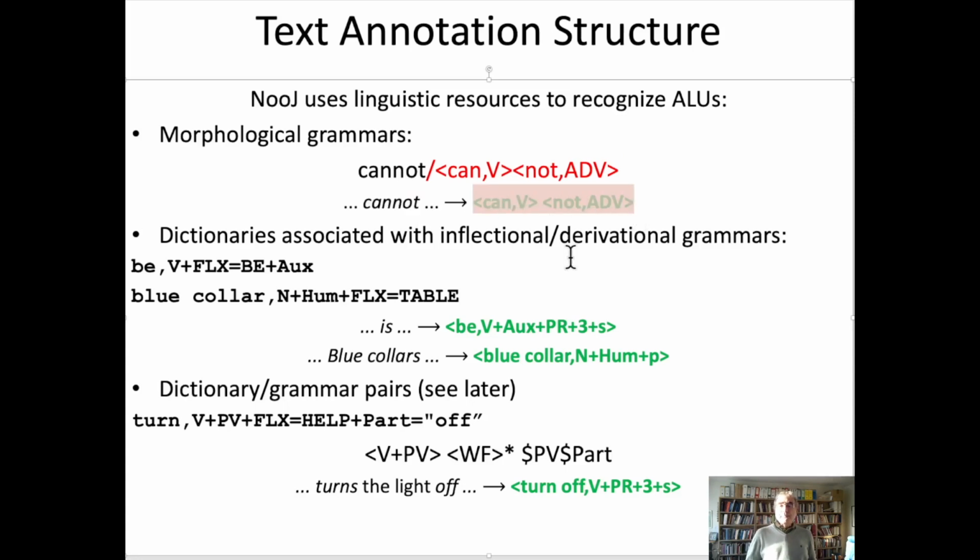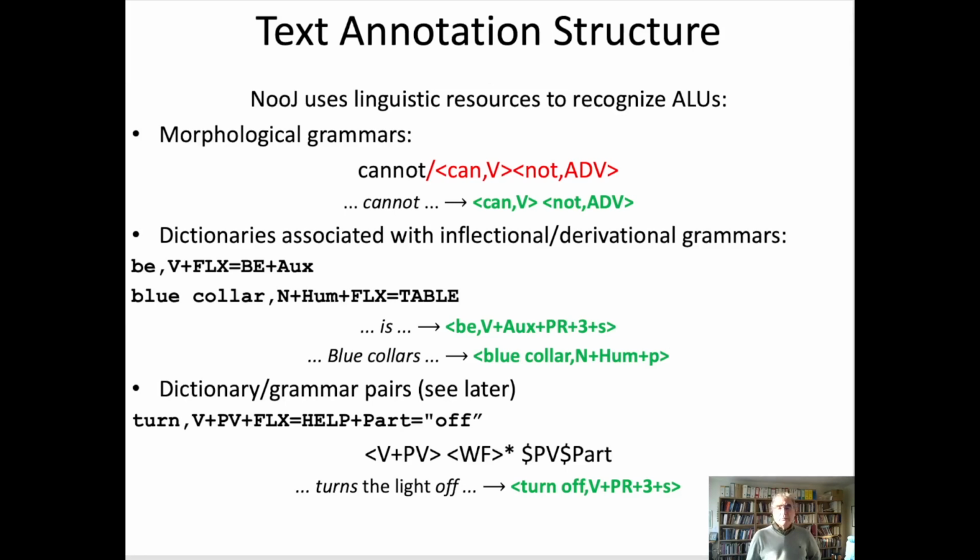If NooJ accesses a dictionary in which you have these two lexical entries, such as be, verb, with an inflectional paradigm that explains to NooJ how to conjugate the verb to be, and let's say be is associated with other properties, such as aux for auxiliary verb, and then blue color as a multi-word unit is going to be in the dictionary associated with information noun, human, plus some paradigm that explains to NooJ how to put these multi-word units in plural. Then when NooJ recognizes the word form is in the text, it will associate it automatically with the annotation be, verb, auxiliary, present, third person singular. When it recognizes blue colors, it will annotate it as blue color, noun, human, plural.